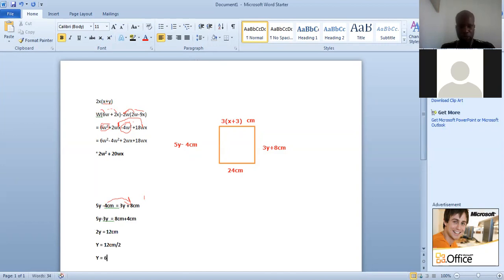6 centimeters. I'm not sure. Let me go to the book. Correct, that's what even your book is saying. That's the example that was given in your book. So the answer is 6 centimeters.